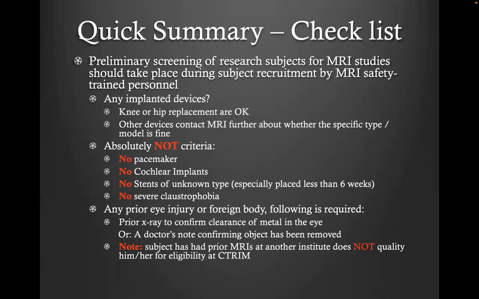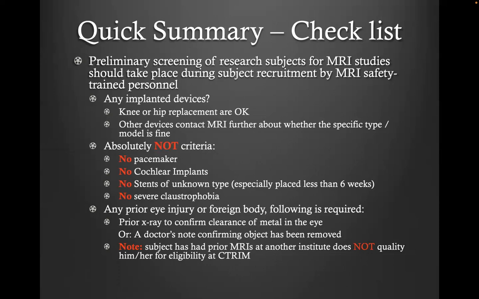But any other devices, you need to check with us further to determine what specific type and model. We need type and model, because then we can search for the device safety. Absolute exclusion criteria are no pacemakers, no cochlear implants, no stents of unknown type. Many stent types are fine, but we need to know what specific type.